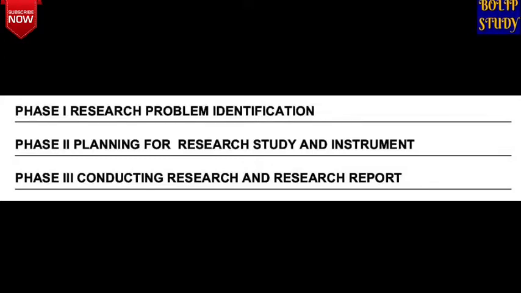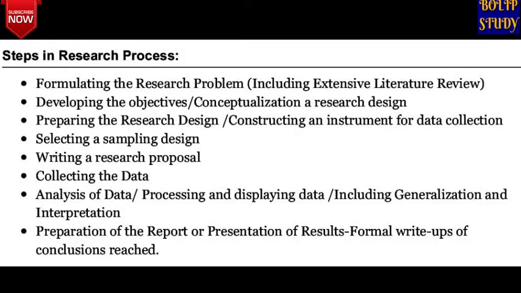Phase number 1, research problem identification. Phase number 2, planning for research study and instrument. Phase number 3, conducting research and research report. Then comes the steps in research process.